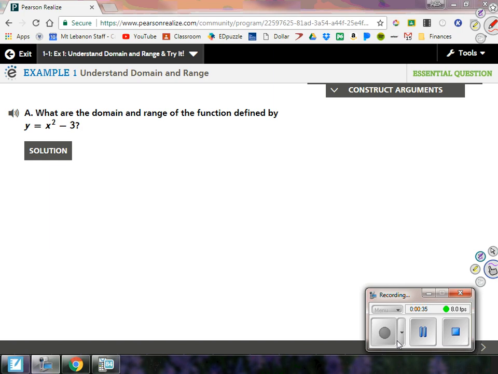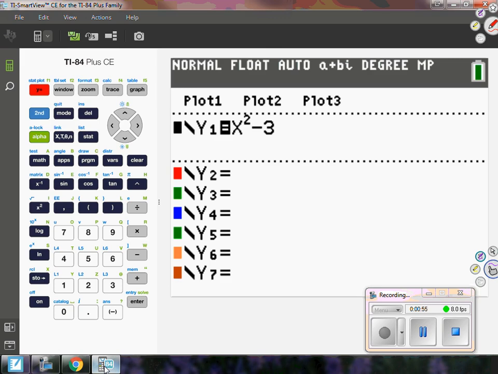You should also have your TI calculator out right now because we're going to practice entering this equation. So here we go. We have y equals x squared minus 3, and we're going to talk about domain and range. We want to find the domain and range. So on your calculator, here's mine. I went to the y equals screen, and in y1, I'm entering x squared minus 3. Keep in mind that when you are putting in minus 3, make sure you're using the subtraction sign and not the negative sign at the bottom. Okay?